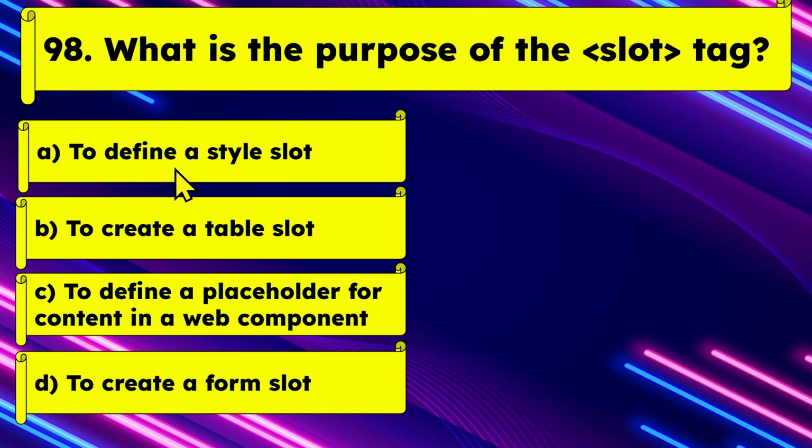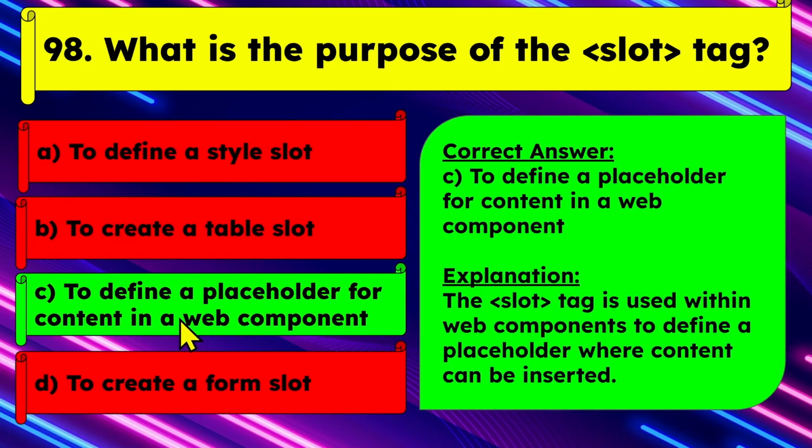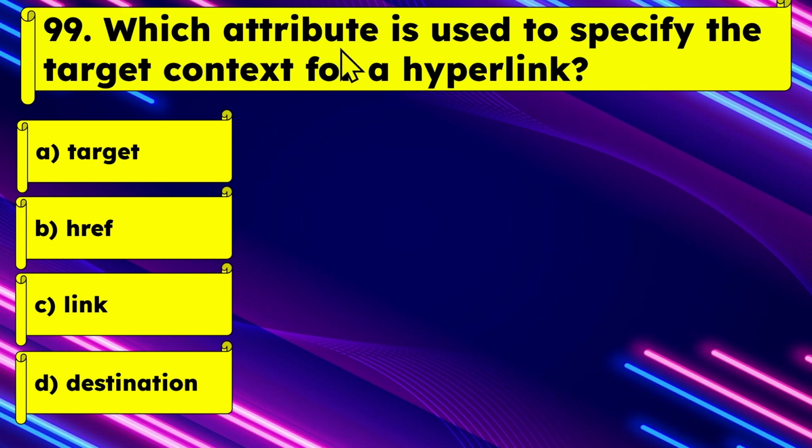Next question is, what is the purpose of the slot tag? Option A, to define a style slot. Option B, to create a table slot. Option C, to define a placeholder for content in a web component. Or option D, to create a form slot. So here the correct answer will be option C. As you can see, the slot tag is used within web components to define a placeholder where content can be inserted.